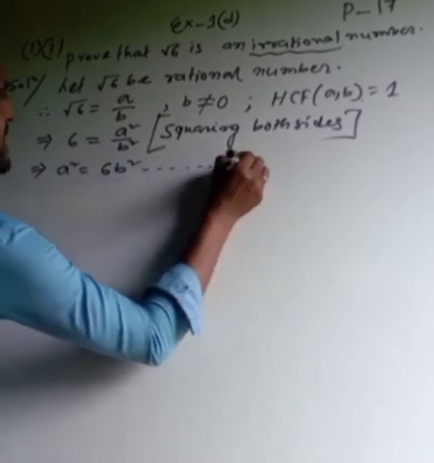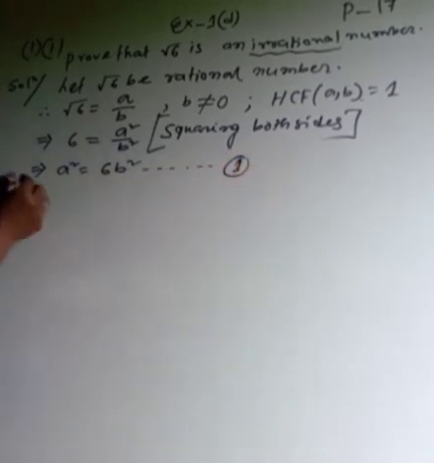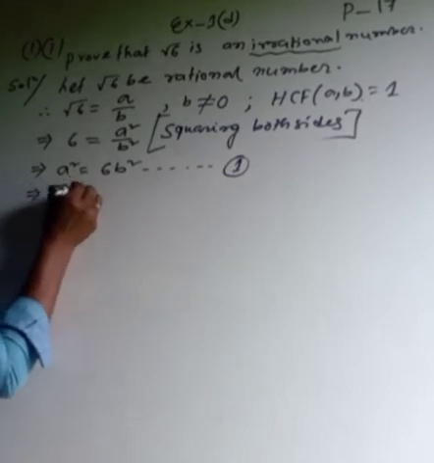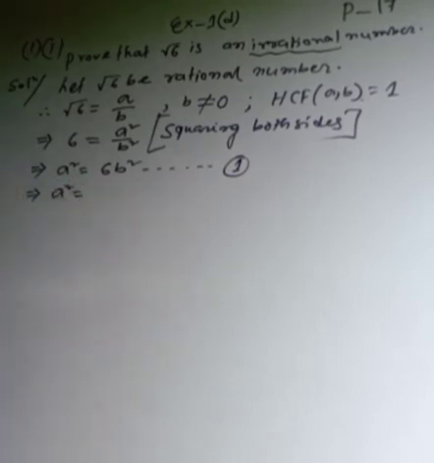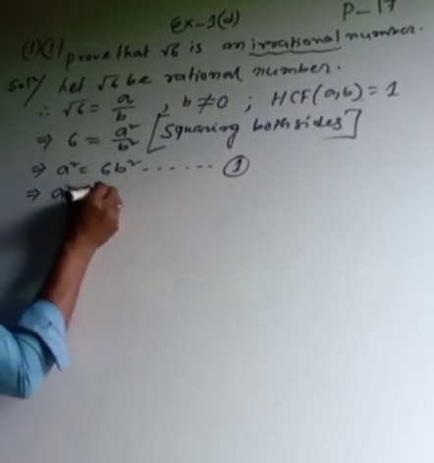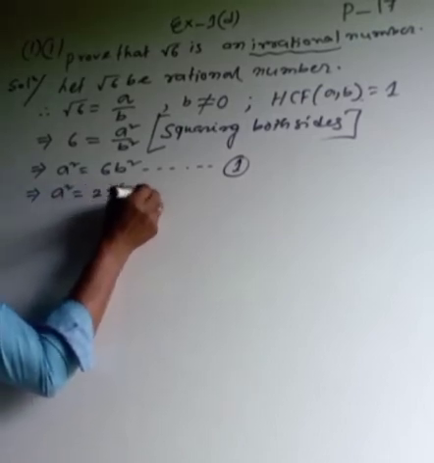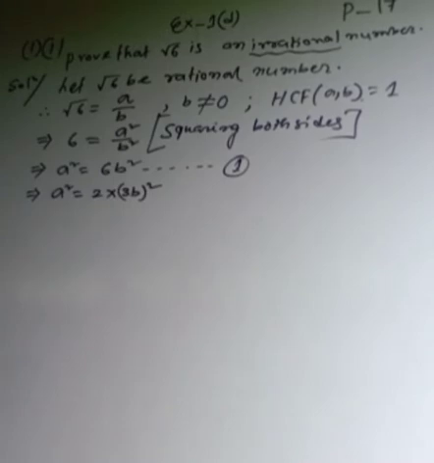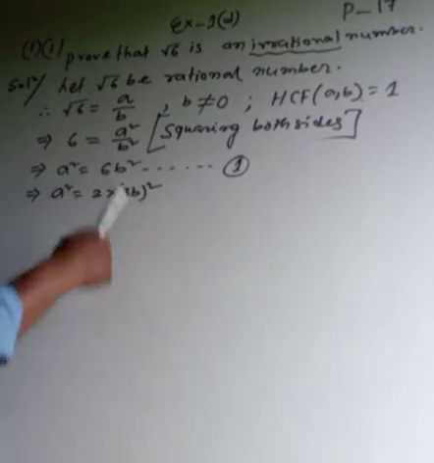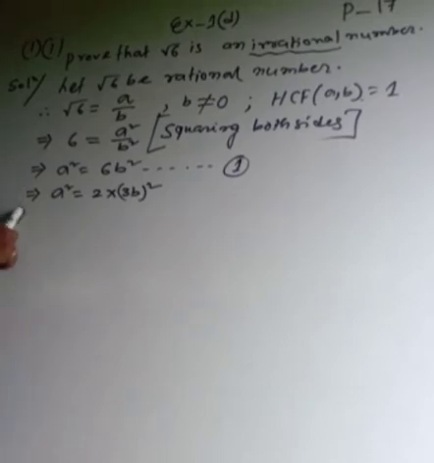This is equation number 1, and this implies a square equals 6b square, which equals 2 into 3b square also. So 2 into 3 will be 6b square. From this expression, what we can see is a square equals 2 into 3b square, since there is a 2, it means we can divide by 2.